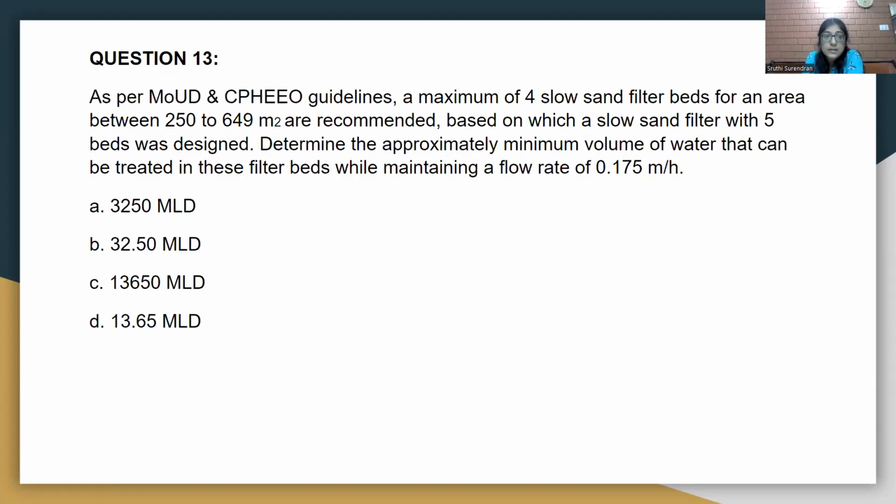Moving on to the next question. As per the guidelines provided by these bodies, a maximum of 4 slow sand filter beds for an area between 250 to 649 meters square are recommended, based on which a slow sand filter with 5 beds was designed. What is the approximate minimum volume of water that can be treated in these filter beds while maintaining a flow rate of 0.175 meter per hour? So maybe you can go through the question once more, and then we move on to the answer.